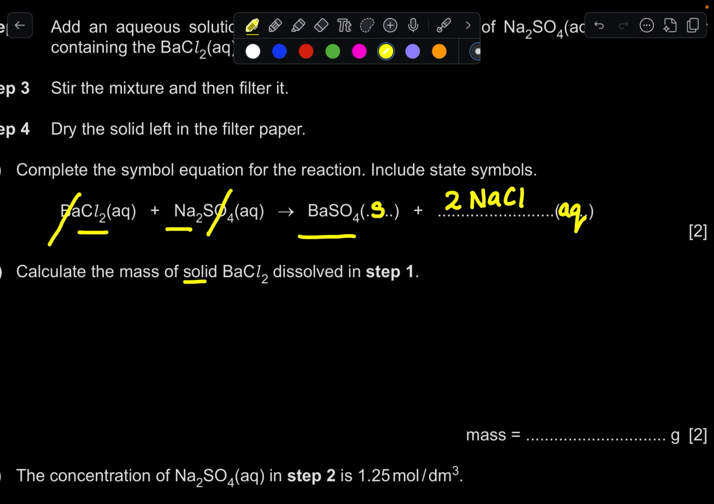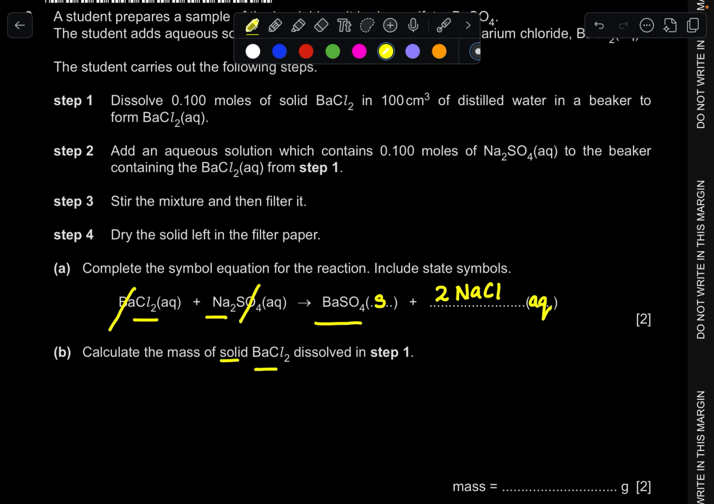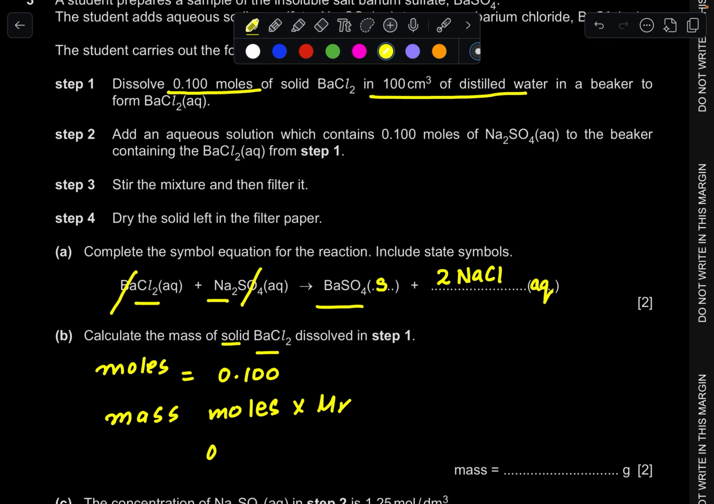Calculate the mass of solid BaCl2 dissolved in step 1. So to calculate the mass of BaCl2, we dissolve 0.1 mole of BaCl2 into this much of distilled water, right? To calculate the mass, first we have to calculate the moles. And how do we calculate the moles? 0.100 moles, okay, it's already given to us. So how do we calculate the mass? Mass equals moles multiplied by the Mr. Moles are 0.100, Mr of barium chloride.